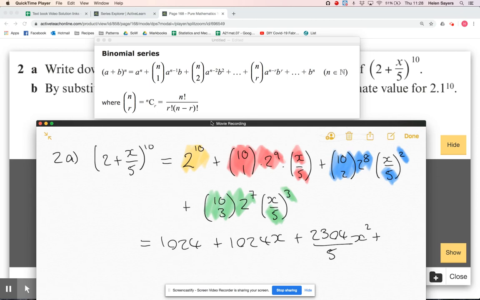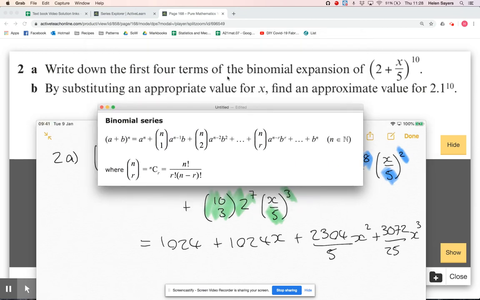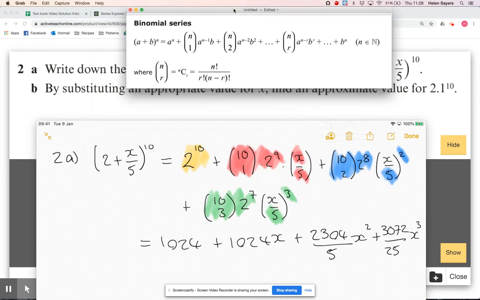So, can I scroll right? No, I can't. Okay, so that will give me 3072 over 25, and that's my x cubed term. And that does count as the first 4 terms. Yeah, it's not up to the 4th power of x, so that does count as your first term.